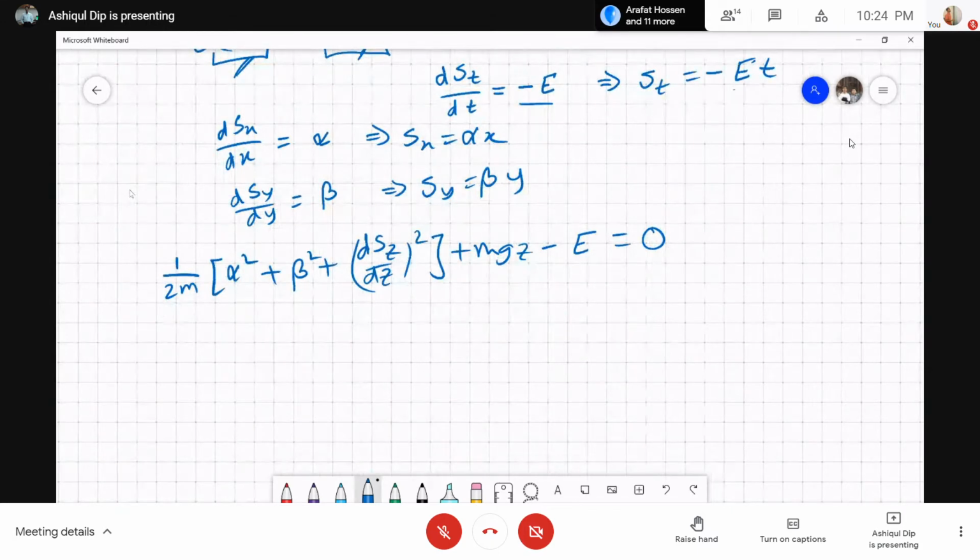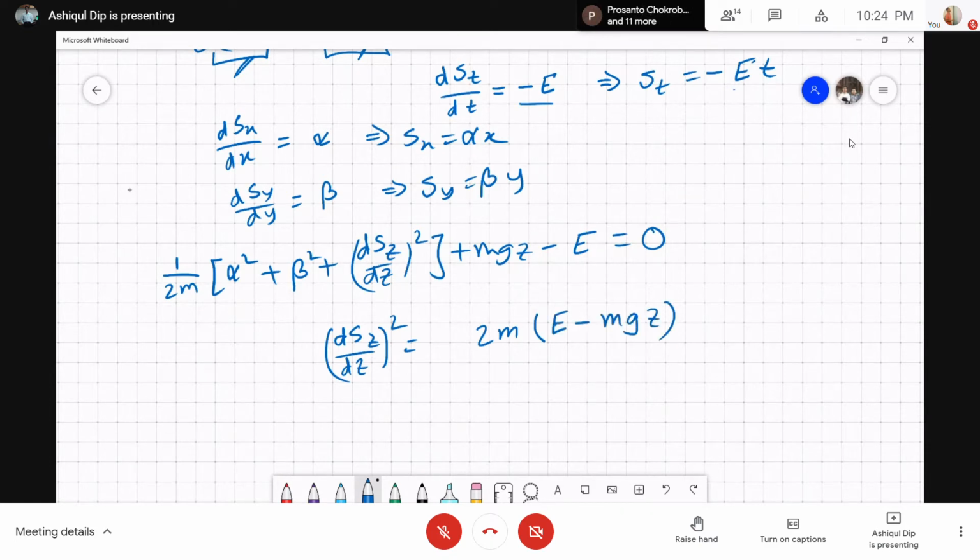So substitute all of those. Finally we have this relation. Just simplify it. It gives you (dSz over dz) whole squared equals 2m multiplied by (E minus mgz) minus alpha squared minus beta squared, right? Doing the algebra.